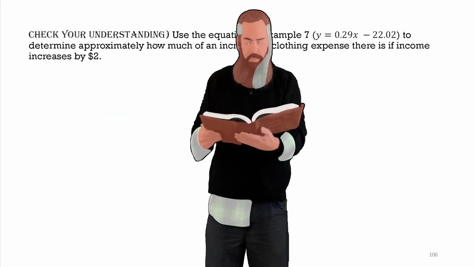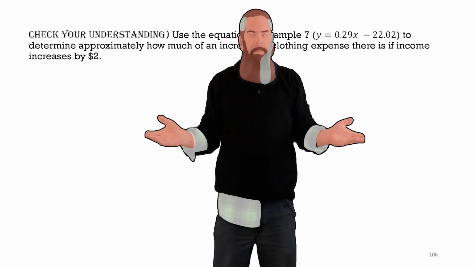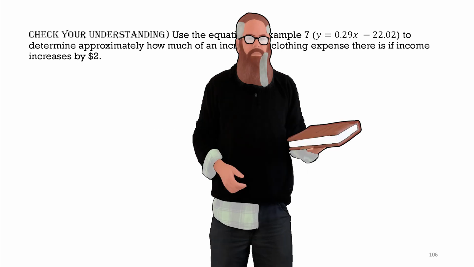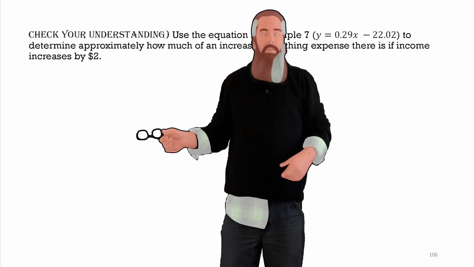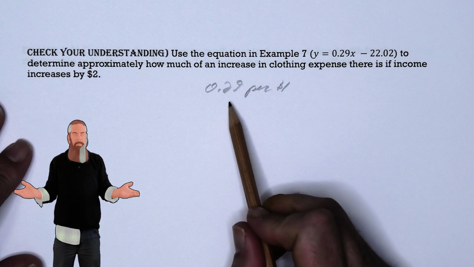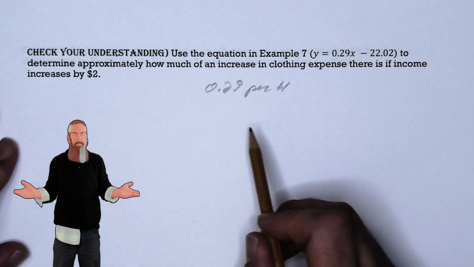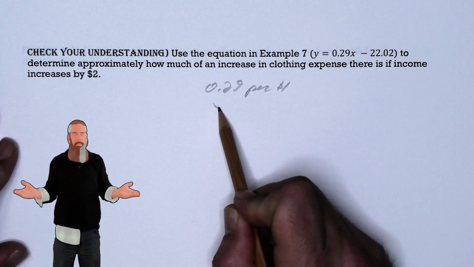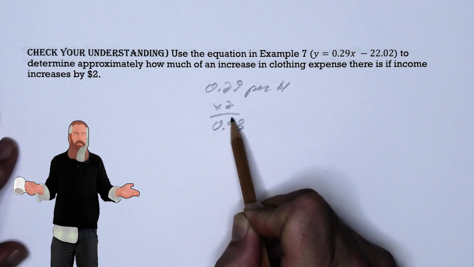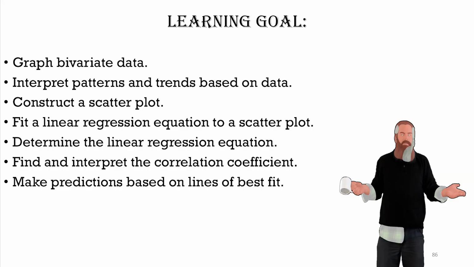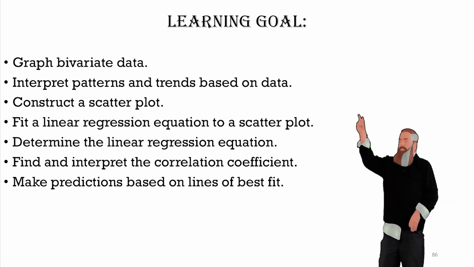Let's check our understanding of this and use the equation in example 7, y is 0.29x minus 22.02, to determine approximately how much of an increase the clothing expense is if the income increases by $2. So there is a 29 cents increase per $1. That means that 0.29 times 2 will give us 0.58, which means 58 cents. Now let's find and interpret the correlation coefficient.